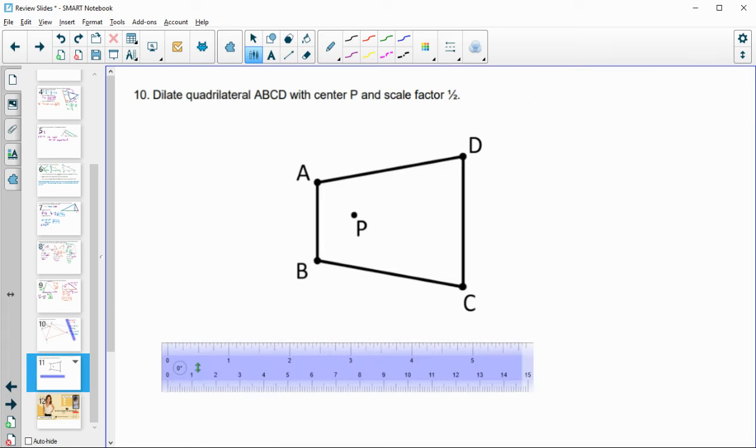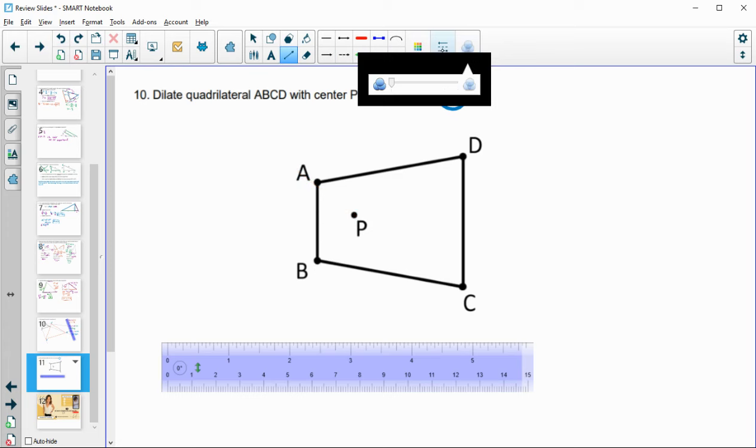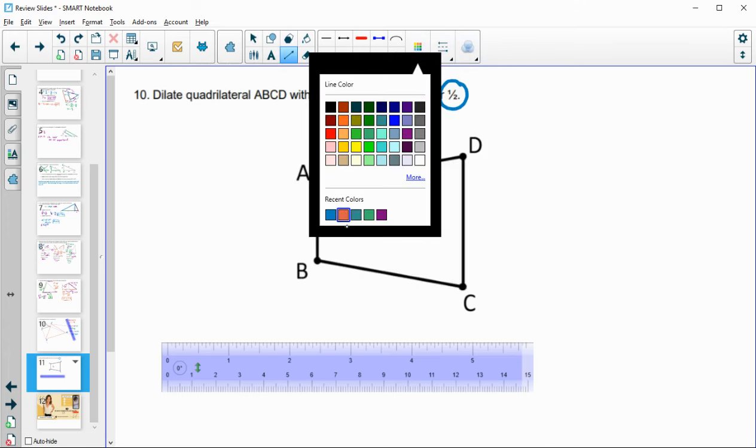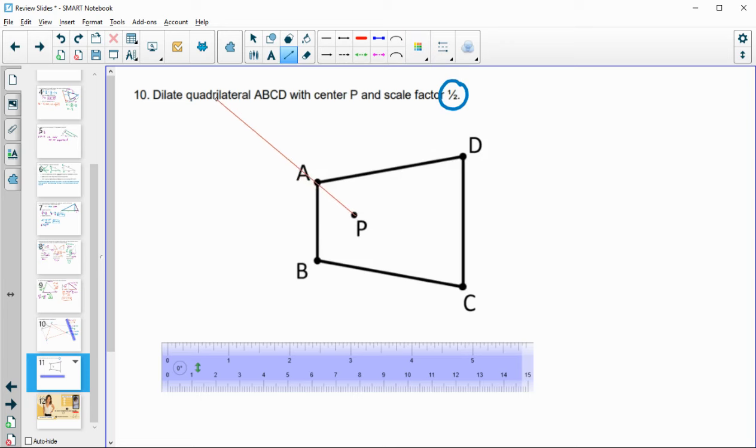All right, then number 10 has the center of dilation inside of our quadrilateral, and we have a scale factor of 1/2. So this dilation is going to get smaller, and it's going to be fully contained inside of this quadrilateral. So let's go ahead and draw in our dilation lines first. Connect P to each point, and then this is where we're going to be measuring. You don't actually have to go beyond this because we know it's going to be inside of this quadrilateral. Even if you just did this, that would be fine because it's going to get smaller. So our new points are not going to be outside of the quadrilateral.